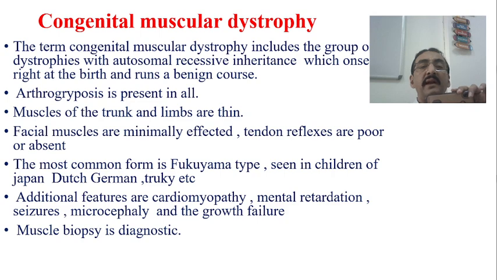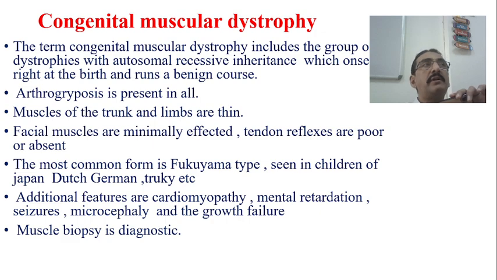The muscles of the trunk and limbs are thin. When you look into these patients, the muscles of the trunk and limbs are especially thin. The facial muscles are minimally affected. Tendon reflexes are also poor or absent, because congenital myopathy is there. So tendon reflexes are either poor, diminished, or absent.